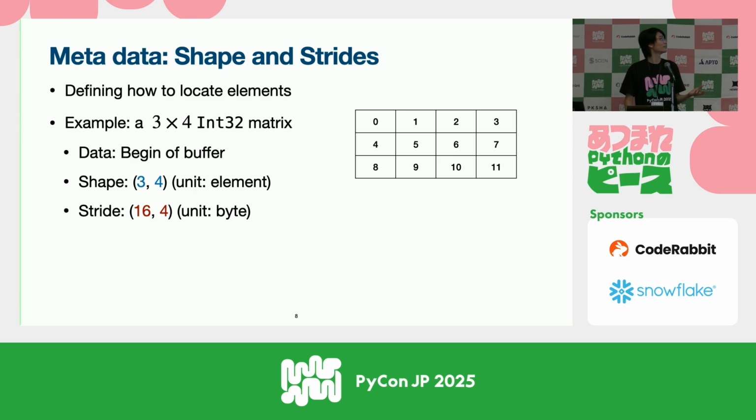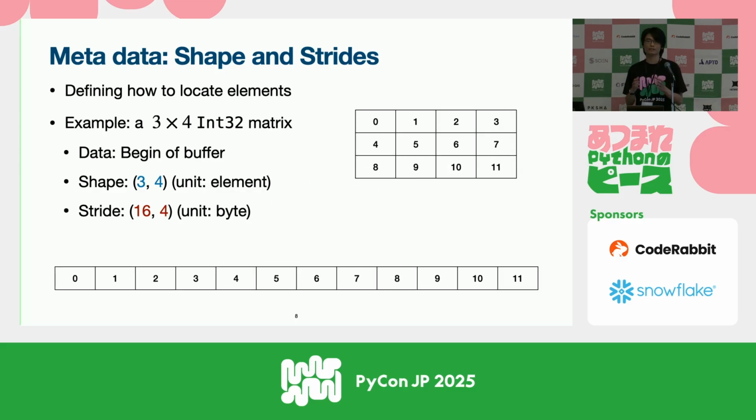So let's take a matrix which is 3 by 4 of 32-bit integers, for example. Here on the right-hand side, you can see a schematic of this matrix. And in memory, it is actually stored in a contiguous memory block with the beginning marked as the data. Each element occupies 4 bytes, and so on. So the total buffer will be 48 bytes. The two metadata here are used for different purposes. Shape represents the number of elements in each dimension.